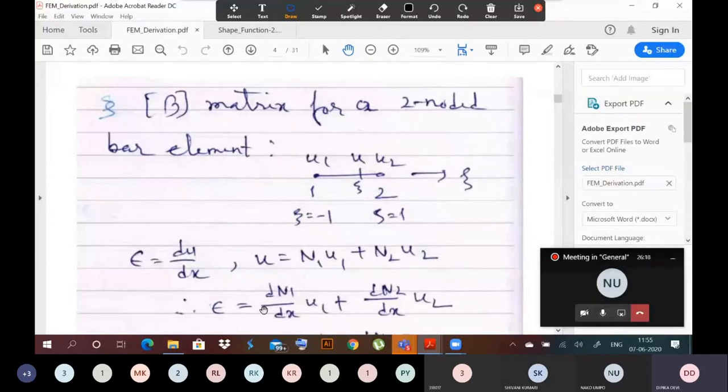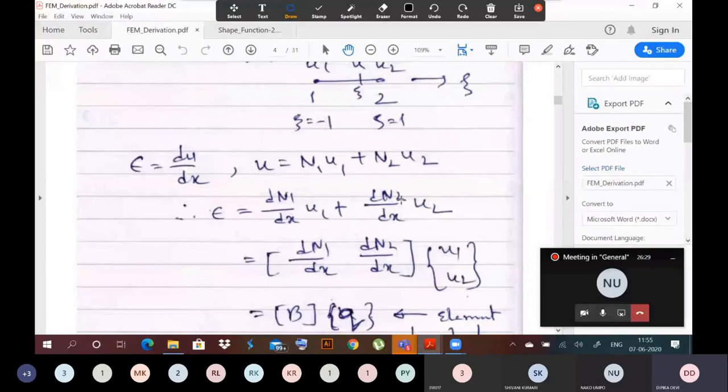Del n2 by del x will be equal to del n2 by del xi into del xi by del x. Okay, so simply I have written like this: epsilon is equal to del n1 by del x, del n2 by del x, times u1, u2, so that we can find out the B matrix. So this will be my B matrix. This matrix relates the strain at a point with the nodal displacement.